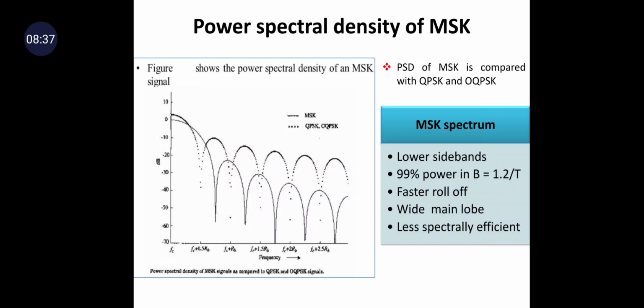So this figure indicates the power spectral density of MSK. Here the power spectral density of MSK is compared with the QPSK method as well as the OQPSK method. The figure shows that the MSK spectrum has lower sidebands. Here in the figure, the continuous line indicates the MSK power spectral density, and the dotted lines indicate the QPSK and OQPSK power spectral density. So when compared to QPSK and OQPSK, the MSK spectrum has lower sidebands, and 99% of power is available in bandwidth 1.2 by T, and the roll-off rate is fast. The main lobe is very wide in the case of QPSK, and the figure shows that it is less spectrally efficient.